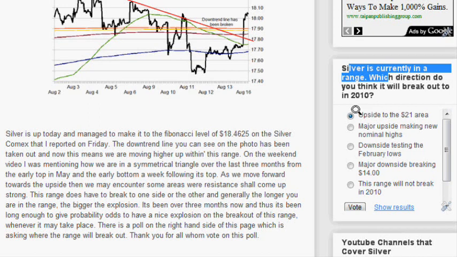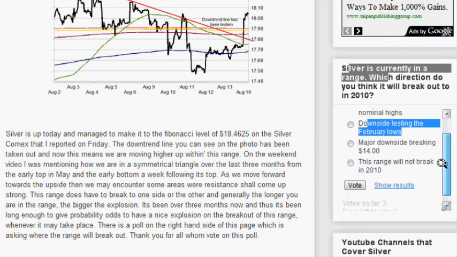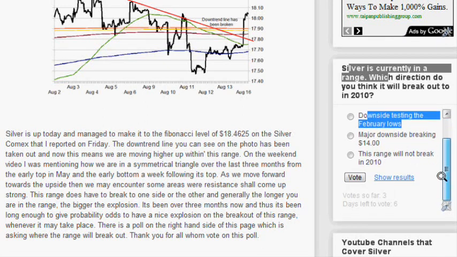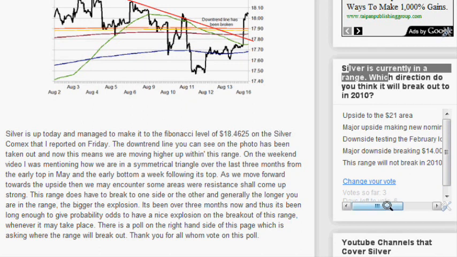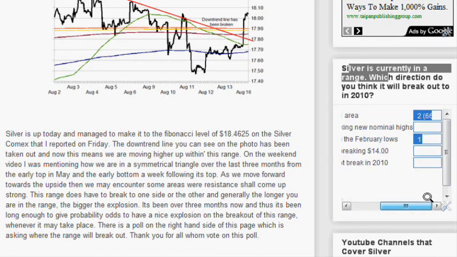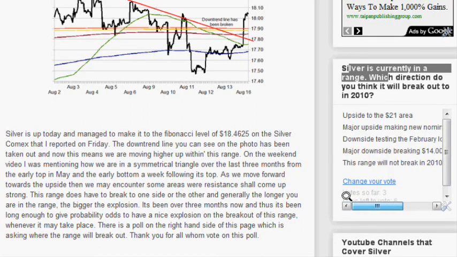And the five selected areas are: upside to the 21 area, which means a test of the 2008 highs; major upside, making new nominal highs, 22, 23, 24-ish, and maybe even higher; downside, testing the February lows; major downside, breaking 14; or the range will not break in 2010. There are 3 votes thus far, and right now 2 votes for the upside, 1 going down to the February lows.